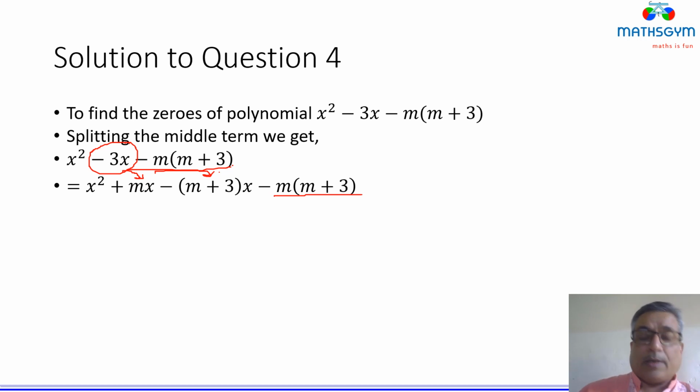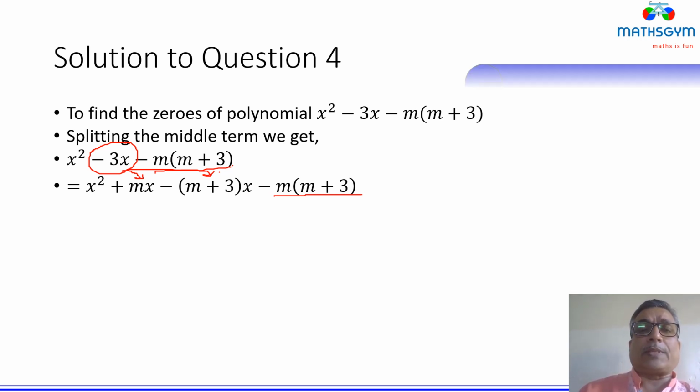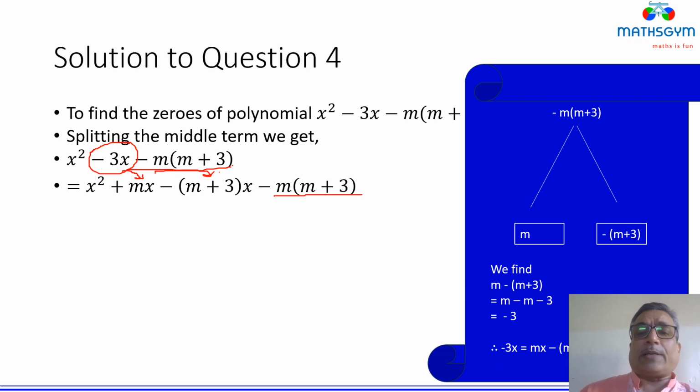Now how do we get it? Just to get it for some of you to get quick steps, we use the tree diagram, right? We use the branches. So if you take a look at it, we have taken the constant last term, minus of m into (m plus 3). What are the factors which we can pull out? It will be m as well as minus of (m plus 3).